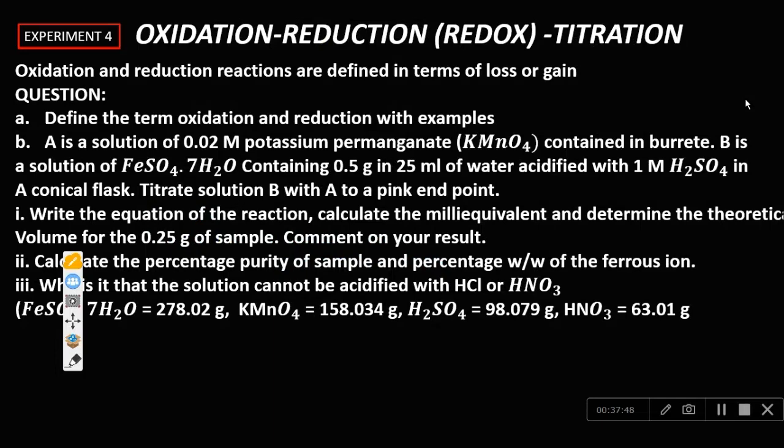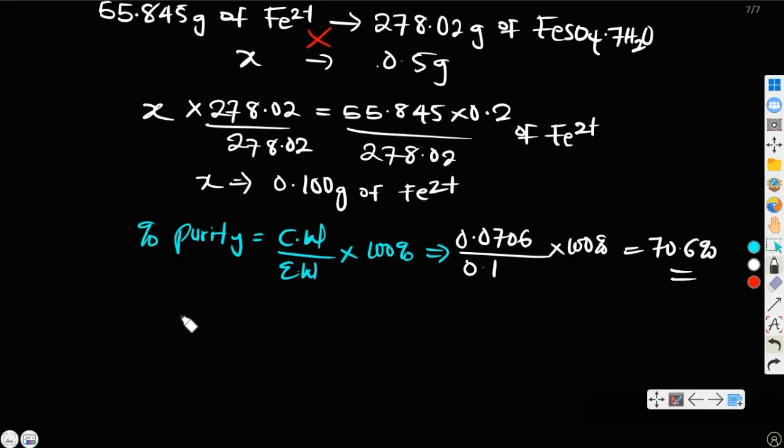We've successfully done that. Now, the next part of the question says, why is it that the solution cannot be acidified with HCl or HNO3? Now, HCl will react with the reactant KMnO4 to form chlorine. HCl on its own is an oxidizing agent. KMnO4 is an oxidizing agent. Are you getting it now? This chlorine is an oxidizing agent. So definitely at the end of the day, it will affect the reactivity of KMnO4, which is supposed to act as the sole oxidizing agent in the reaction. If you also use HNO3, if you look at the list of oxidizing agents I gave, HNO3 is one oxidizing agent. If you use it too, it will interfere with the activities of KMnO4, therefore giving an alteration in what you get as your final answer.